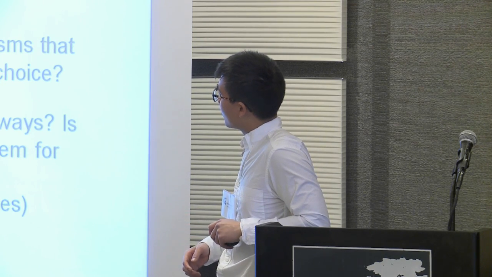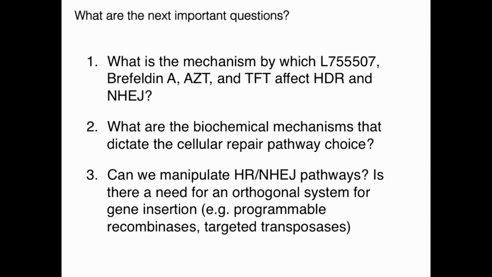So then, of course, the open question that wasn't really addressed in this report is, what is the mechanism by which these small molecules affect HDR and NHEJ? What are the longer-term consequences on genomic instability and chromosomal integrity?